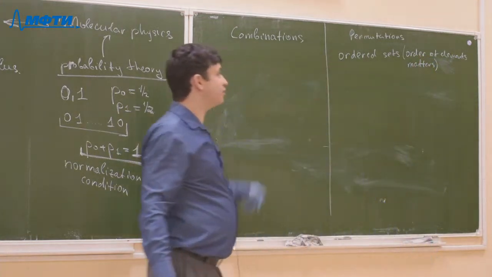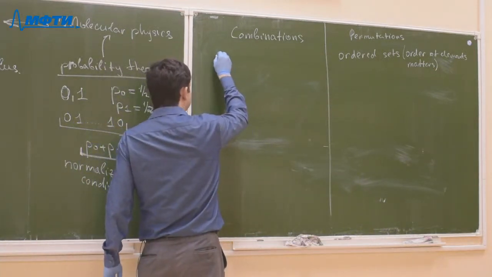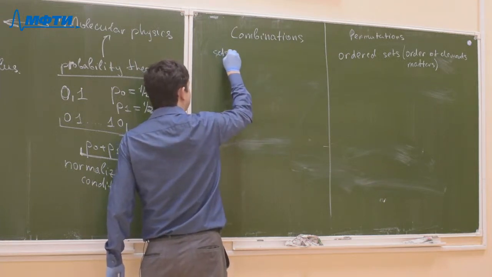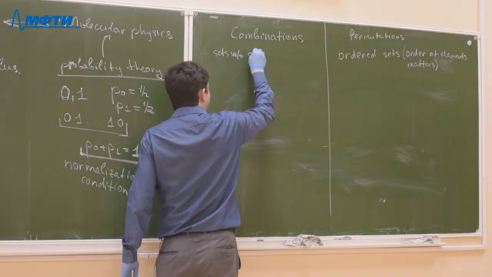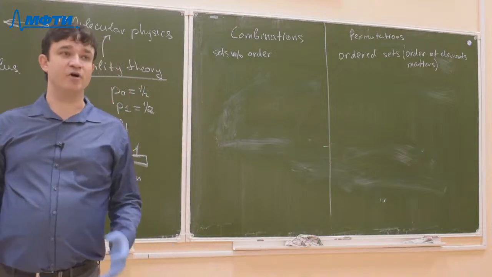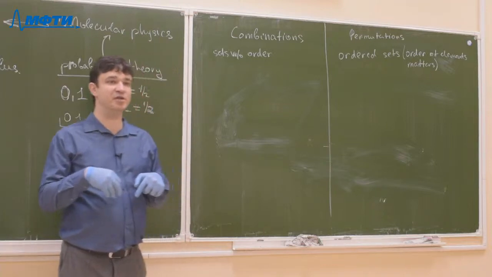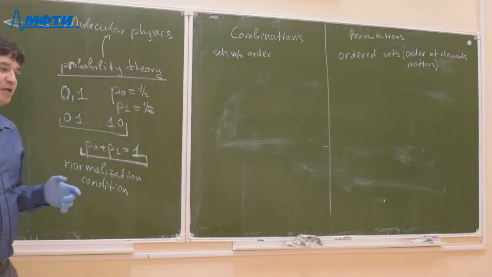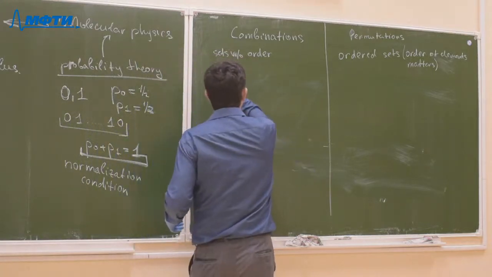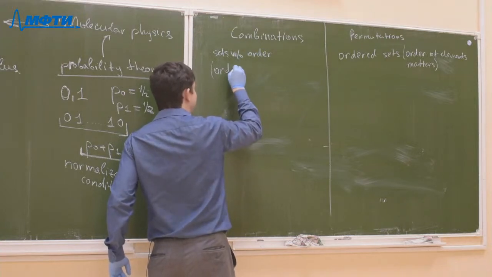While combinations are, you can say, disordered, or actually sets without order. That means you're actually interested in which elements are in your combination, but the order of these elements doesn't matter. So when you change the order, it doesn't make a different combination.